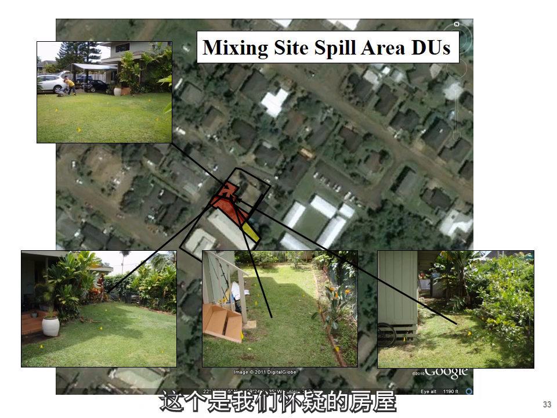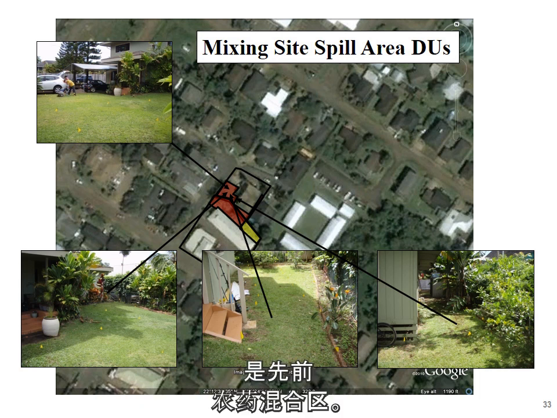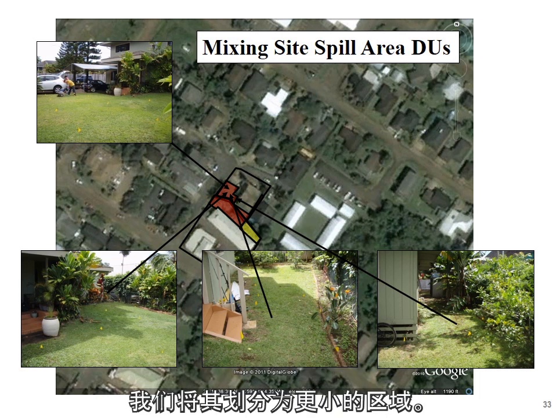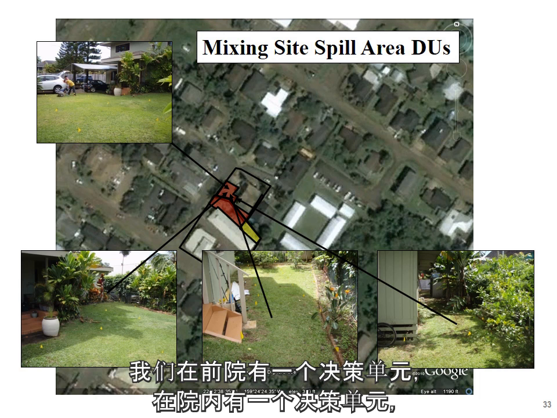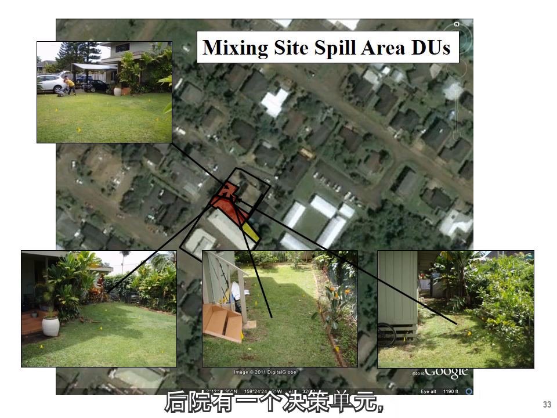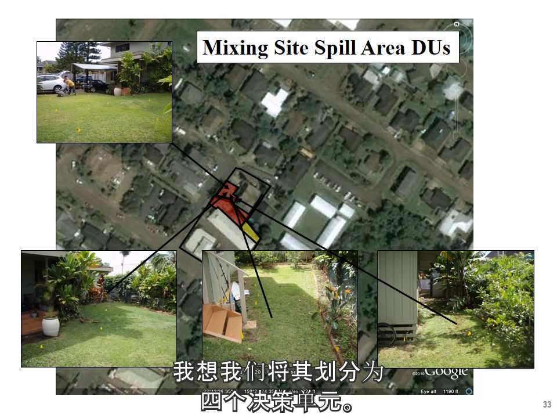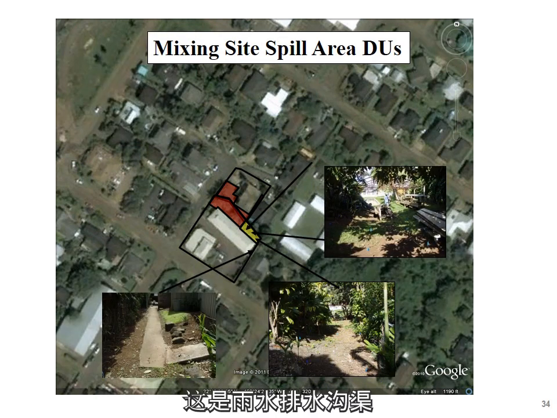Here are some pictures of the DUs. This is the house where we suspected the former pesticide mixing area was. So again, instead of treating the entire yard as a single DU, we split it up into smaller areas. We had a DU for the front yard, a DU for the side yard, a DU for the backyard. It's just two pictures of the same DUs. We don't show all the DUs in here, I guess, but I think we did split it up into 4 decision units. Here's the drainage canal for the storm drain right along the side of the house.